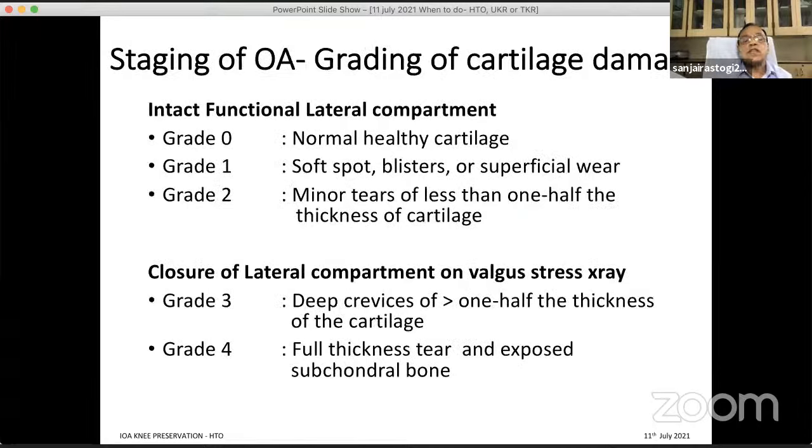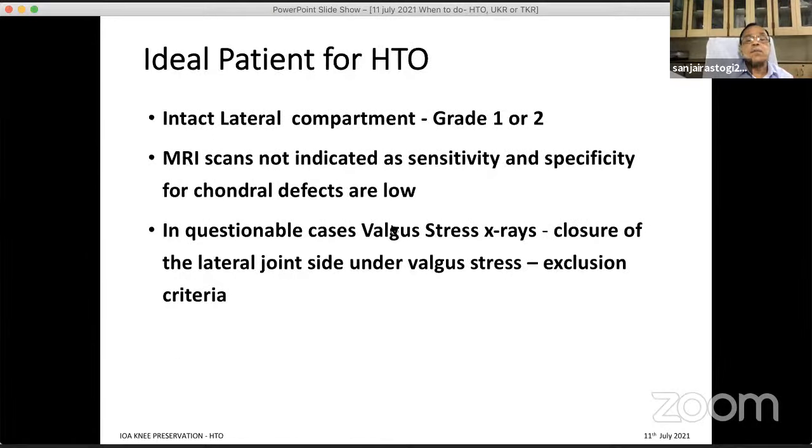Now, depending on the cartilage, when we are transferring the weight-bearing line from the medial to the lateral side, we must have a functional cartilage. This means either it should be normal, grade 1 or 2. But if it is grade 3 or 4, then the patient would require a knee replacement. But this is very simple. One must understand that MRIs are not indicated as they are not sensitive and specific for chondral defects.